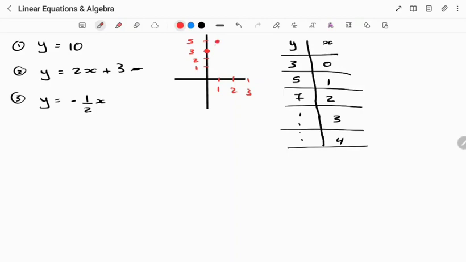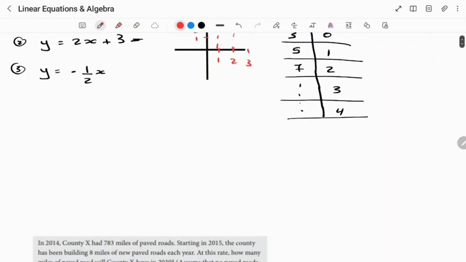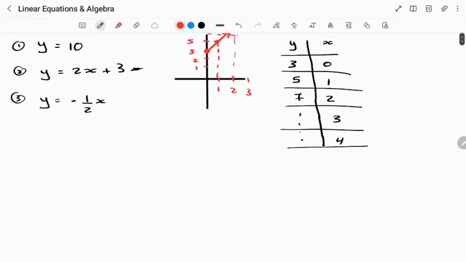This will give us a line which goes in this way. So every x value is going to have a corresponding y value, which we can represent in this table in a tabular form or in the graphical form. So when x is 1, y is 5. When x is 2, y is going to be 7 over here, and so on. Now let's look at number 3.